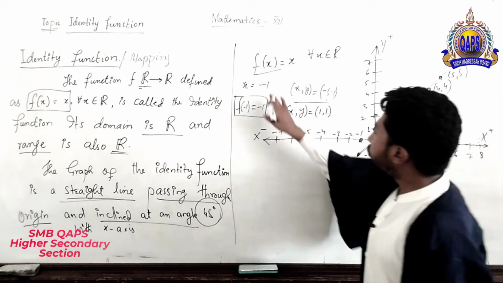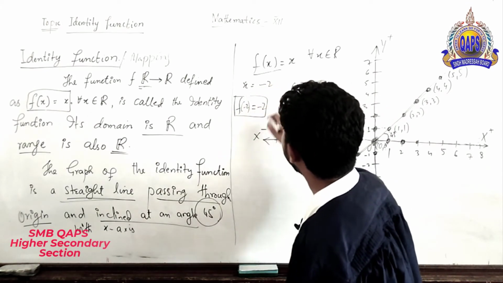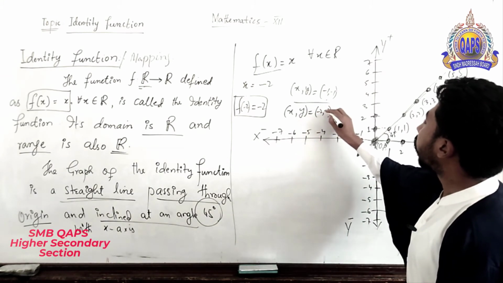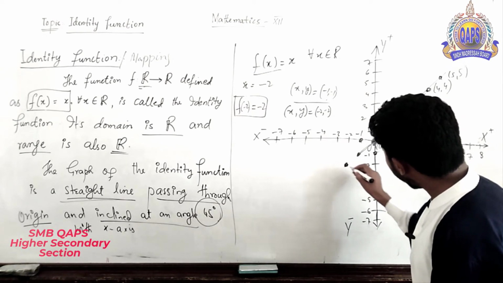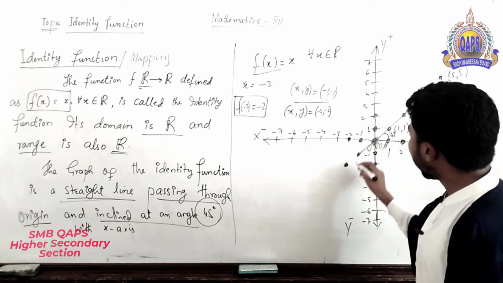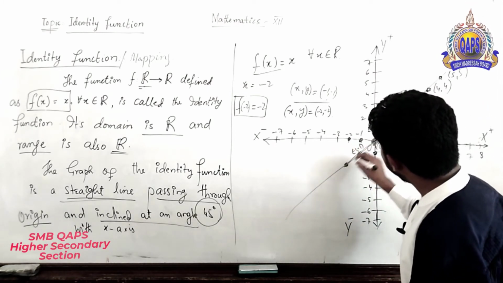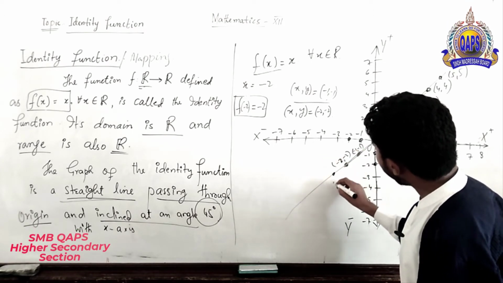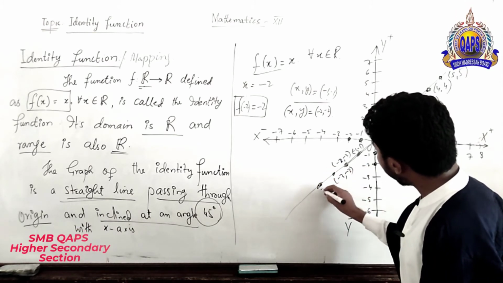And again if we put negative 2 here, the outcome will be the same. So negative 2 gives negative 2. So at this point, negative 2 and negative 2. So in this situation, this is minus 1 comma minus 1, this is minus 2 comma minus 2, this is minus 3 comma minus 3, this is minus 4 comma minus 4.